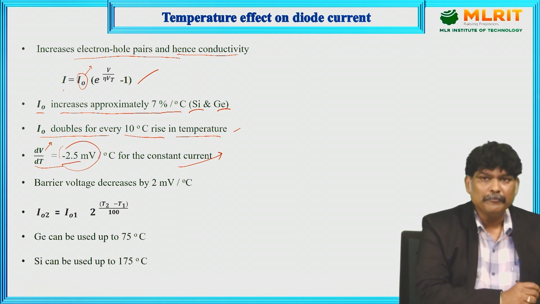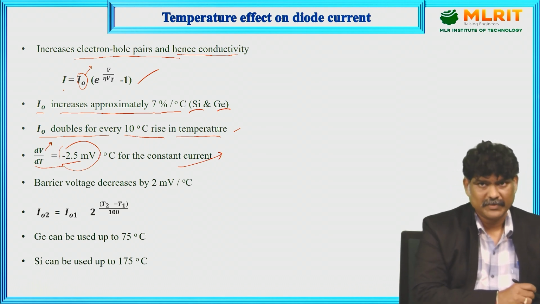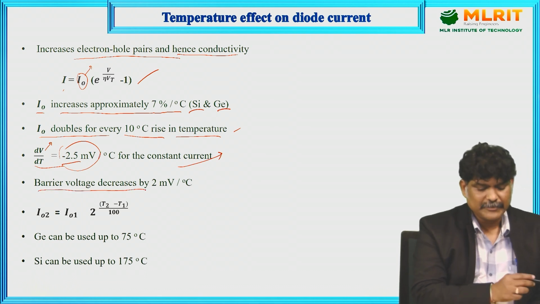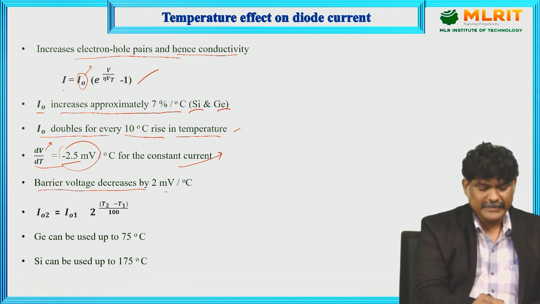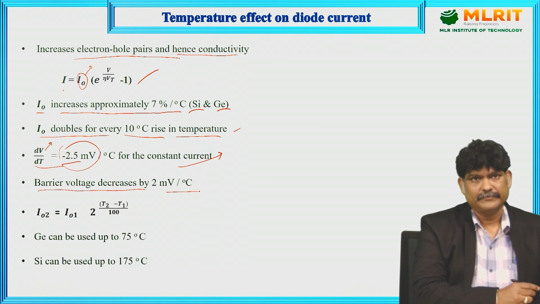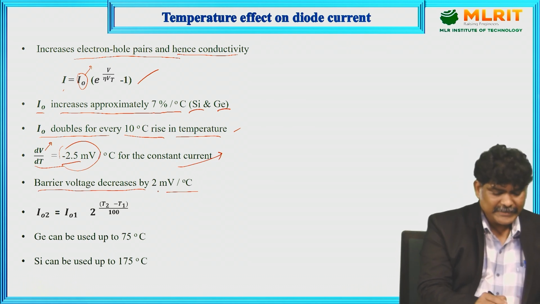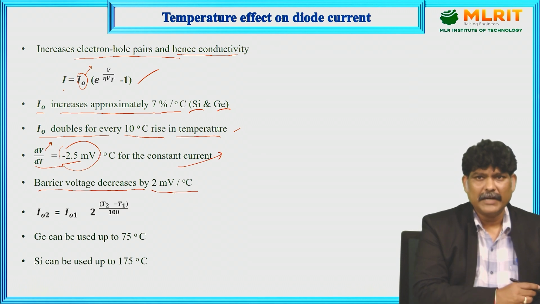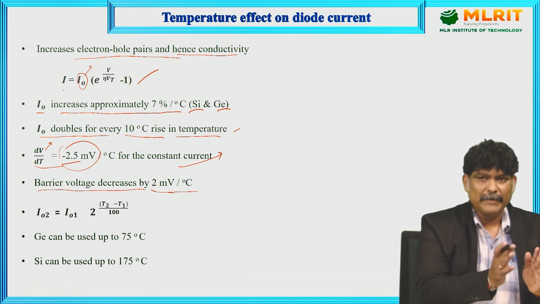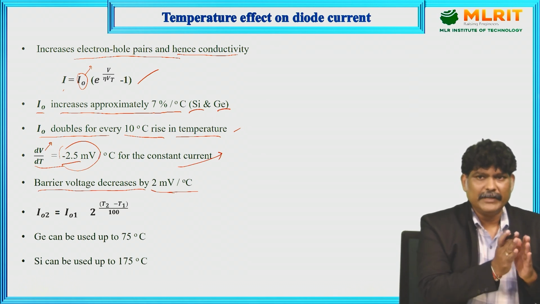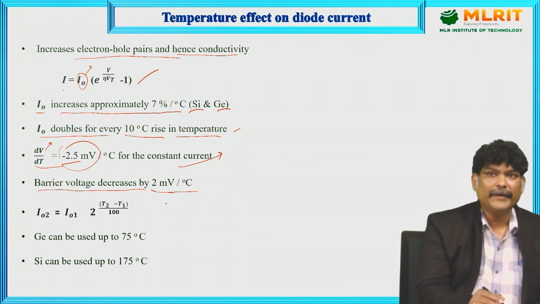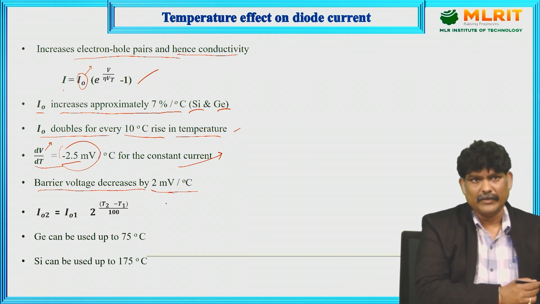Another important consequence of temperature is that the barrier voltage decreases by 2 millivolt per degree centigrade rise in temperature. Barrier voltage decreases means the depletion width decreases. When the depletion width decreases, current conduction takes place, and there will be a current flow through the diode.